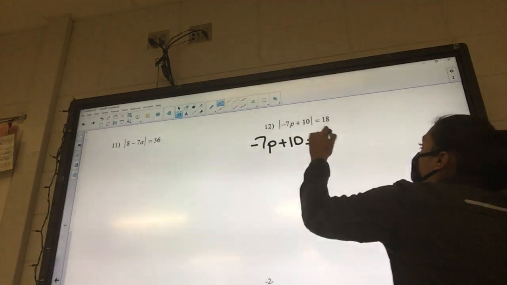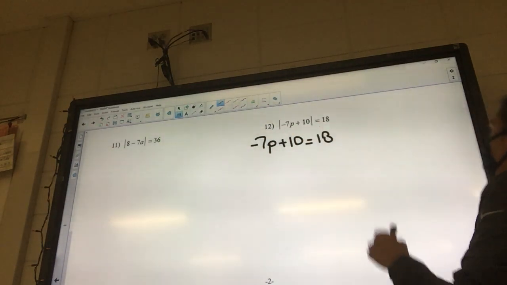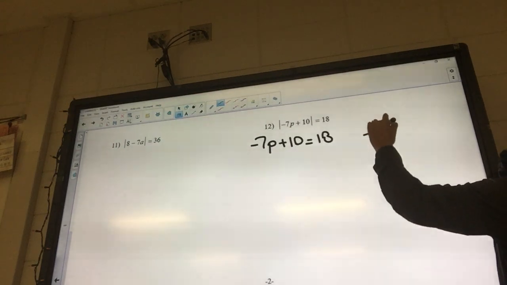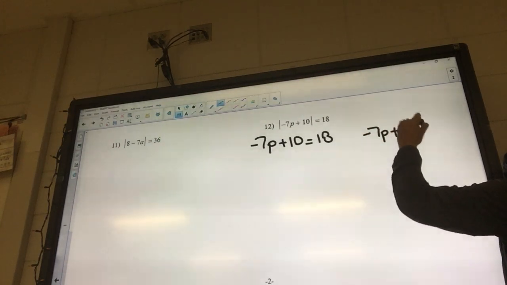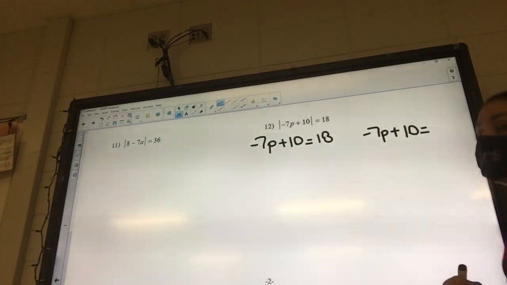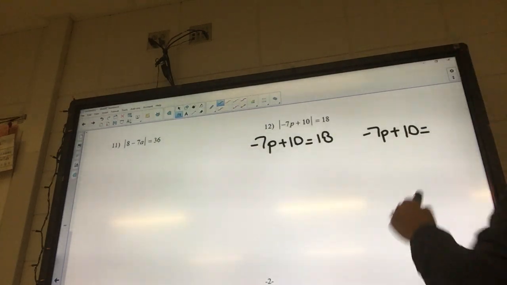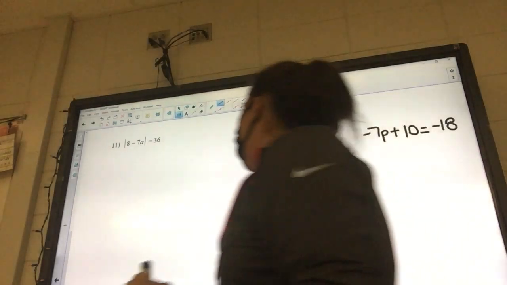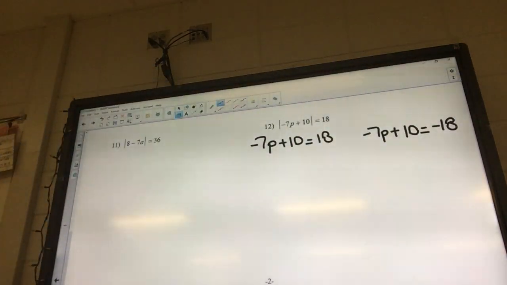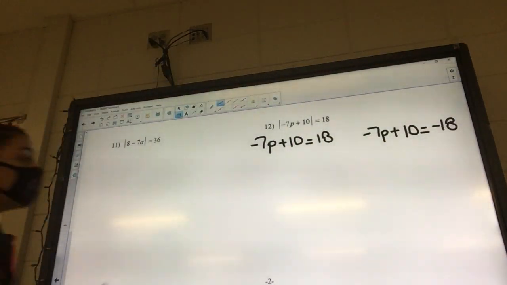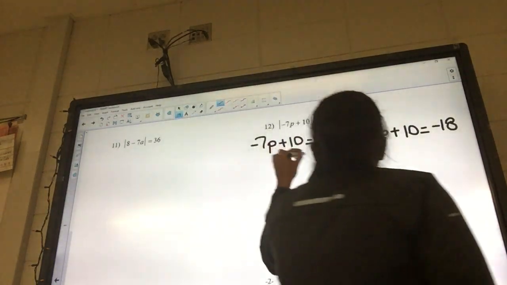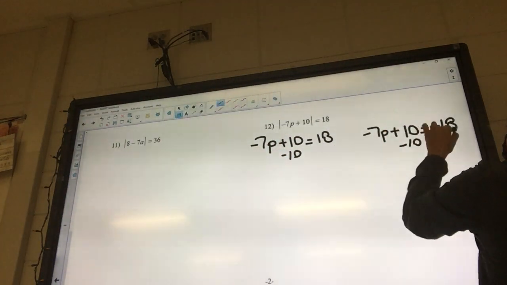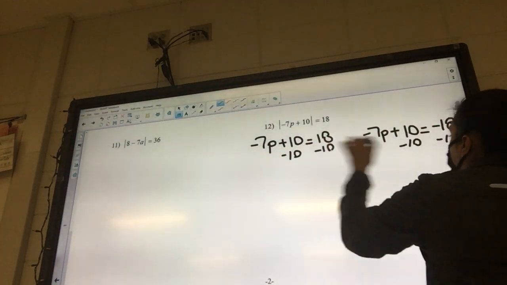Okay, so I'm going to set one of these equal to 18. What about the other one? For number 12, negative 18. Okay, and we're going to solve both of them for P. Who's my kid on this one? 10. So on both of these, we could say minus 10, minus 10. And you can almost do both of these at the same exact time, okay?